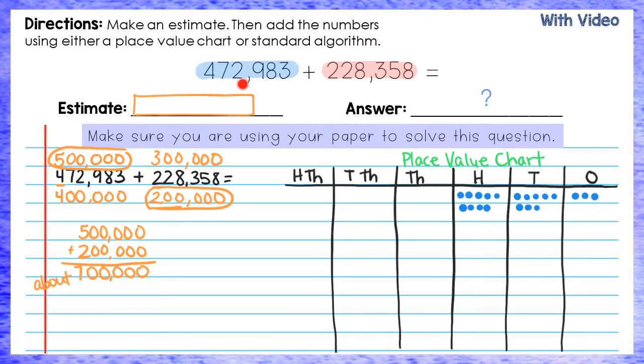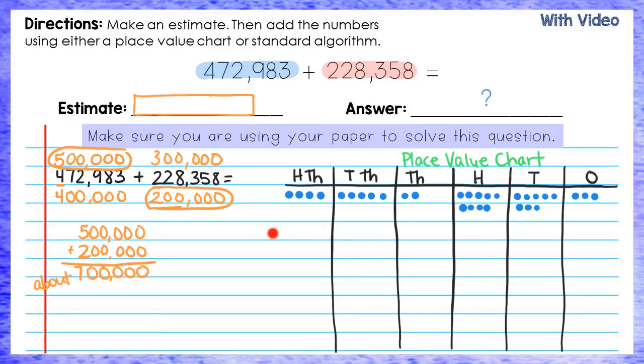Ones, tens, hundreds, thousands. In the thousands place we have 2. Ones, tens, hundreds, thousands, 10,000s we have 7. Ones, tens, hundreds, thousands, 10,000s, 100,000s. In the 100,000s we have 4. 1, 2, 3, 4. Now we're going to do our second number.